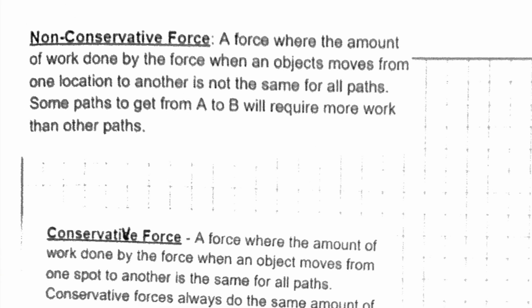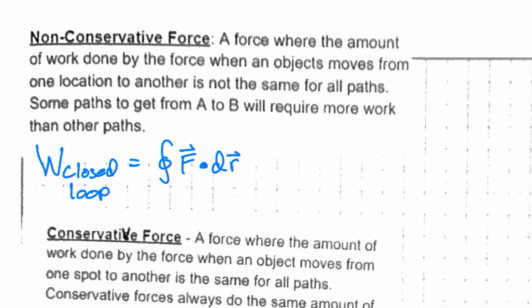For non-conservative forces, one of their defining characteristics is that the work around a closed loop or a closed path, of the force dot product with a little path element dr, will not equal 0. If I start here, again, it doesn't have to be a circle, but I go around the loop. When I get back to my starting spot, the work done by a non-conservative force will not be 0.